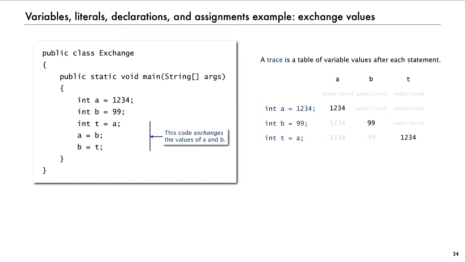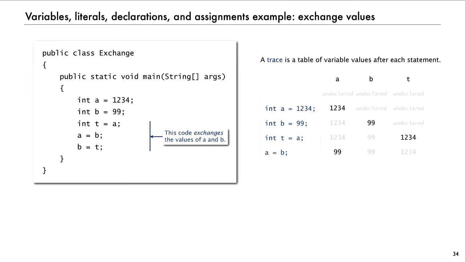And then T equals A takes the value that's 1, 2, 3, 4 and associates that with T. So after that statement, T is 1, 2, 3, 4. Now the assignment statement is not equals like mathematical equality. It really says associate the value with the variable, which is different.